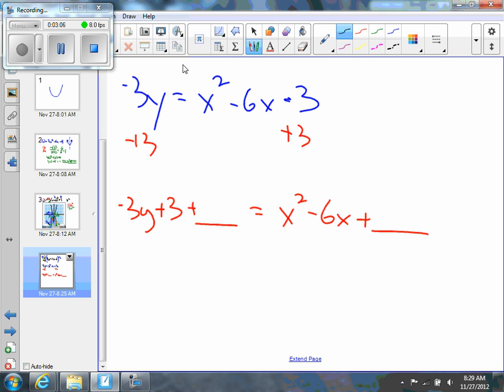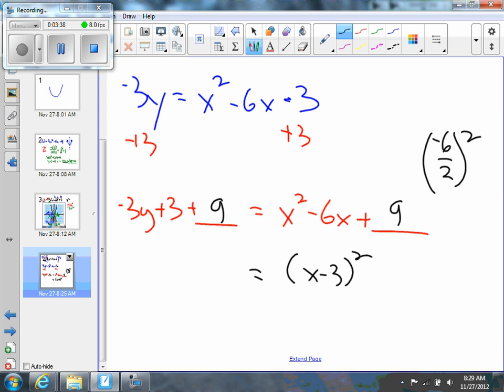If I'm going to complete the square, I have to go b over 2 squared. So I have -6 over 2 squared, and -6 over 2 is -3, and if I square that, I get a positive 9. The whole purpose for completing the square is so I can go from a trinomial to a binomial squared. This is going to be x minus 3 squared, and on this side, it's going to be -3y plus 12.